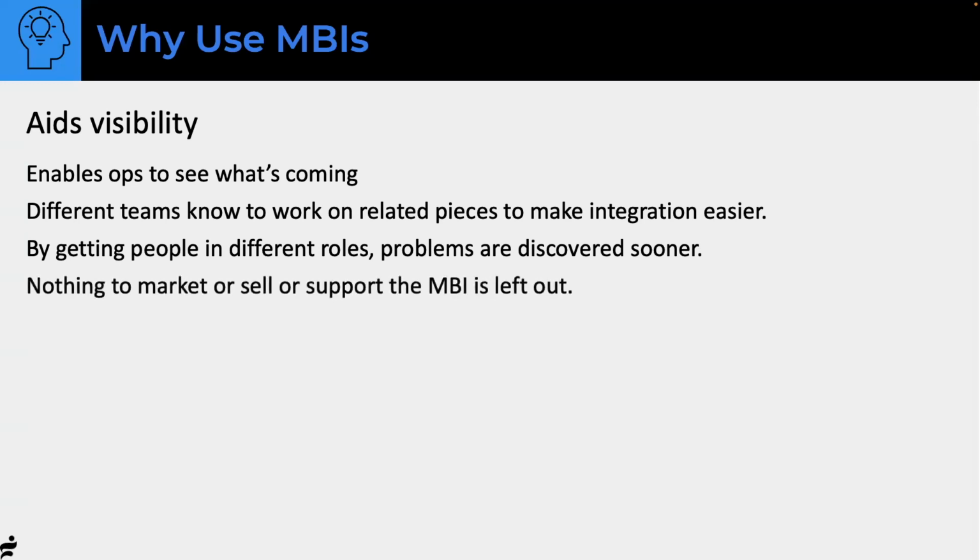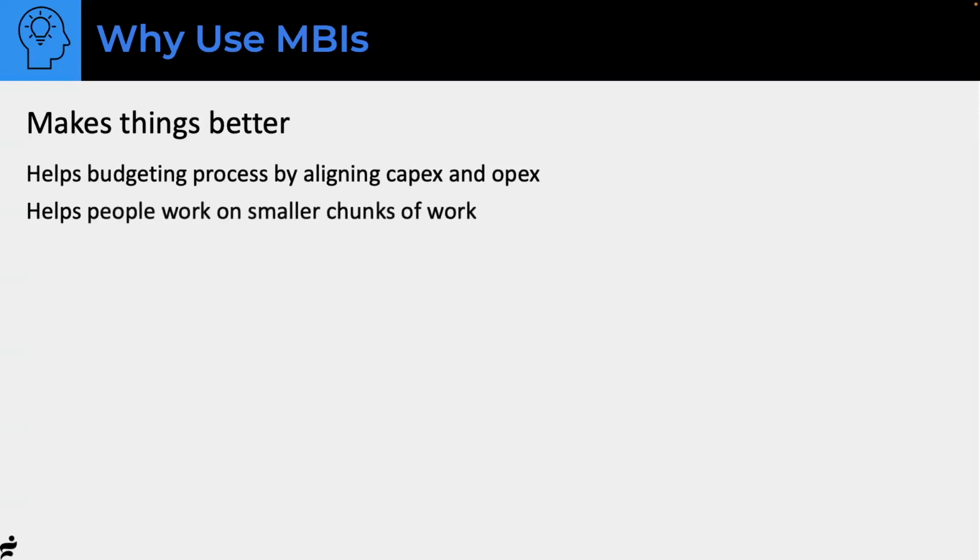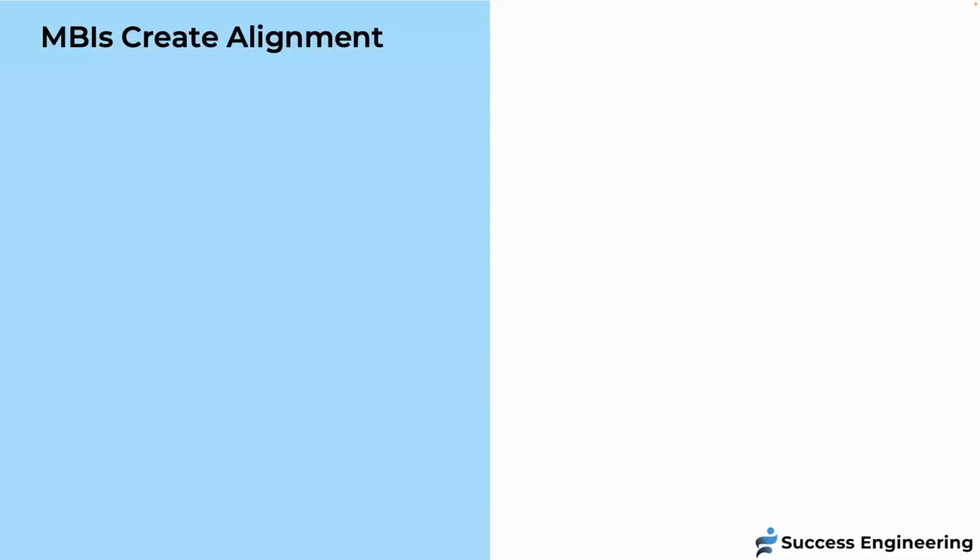And nothing required for marketing or selling is left out. So when it's ready, it's ready to be sold and supported. Makes a lot of things better. Helps the budgeting process, as I mentioned, with CapEx and OpEx. Helps people work on smaller chunks of work as they're focusing on getting the MBI done, then go to the next MBI. Helps refine an intake process because you basically put an MBI into the intake of the development because that's what needs to get built. And they're easier to prioritize because they're not too big or too small. Kind of makes sense doing it.